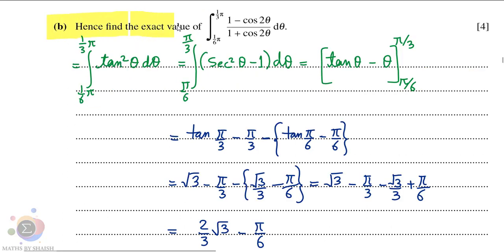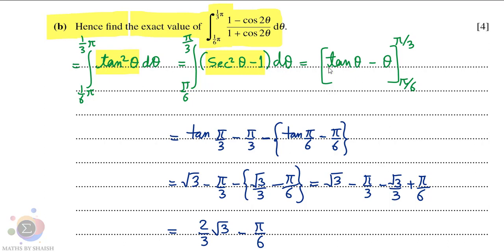Again, hence find the exact value of this. Since it is hence, we will use the result of the first part. In the first part we have seen 1 minus cos 2 theta over 1 plus cos 2 theta is tan square theta. So again, in the integration we don't know the integration of tan square theta, so we are going to use an identity. 3 identities are there. One is cos square theta plus sine square theta is 1, another is 1 plus tan square theta is sec square theta, and then 1 plus cot square theta is cosec square theta. So here tan square theta becomes sec square theta minus 1, and now we have this integration.